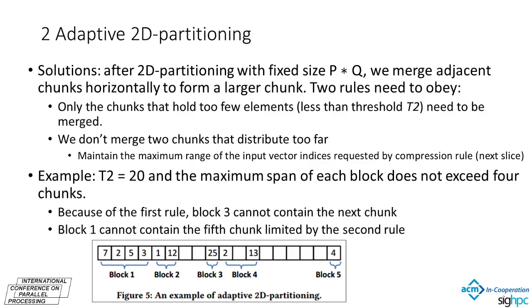The first is that only the chunks that hold too few elements need to be merged, and we don't merge two chunks that are distributed too far apart. Figure 5 is an example. Each box represents a chunk. We assume that T2 equals 20, and the maximum span of each block does not exceed 4 chunks. Thus, because of the first rule, block 3 cannot contain the next chunk, and block 1 cannot contain the fifth chunk, limited by the second rule.